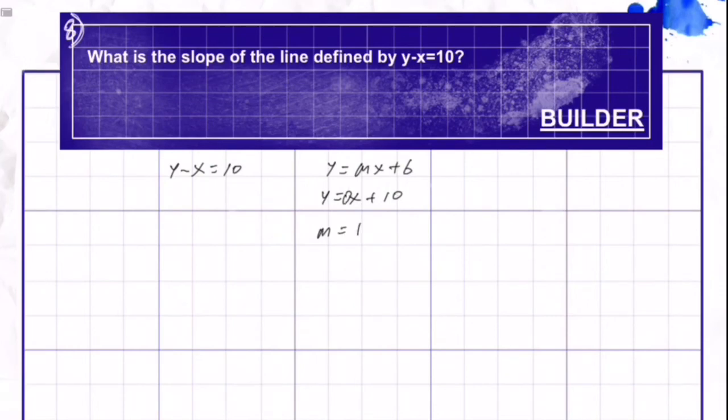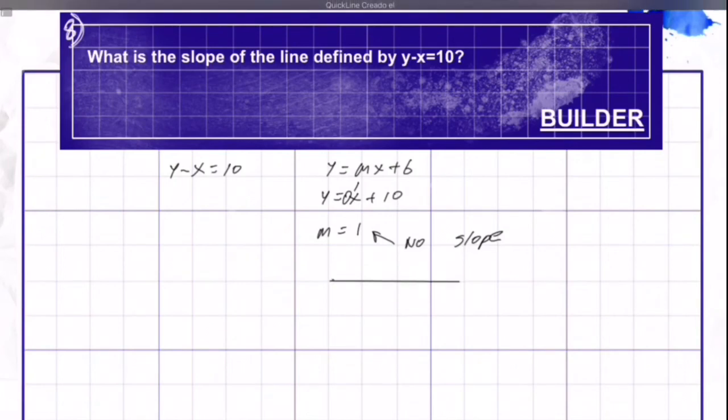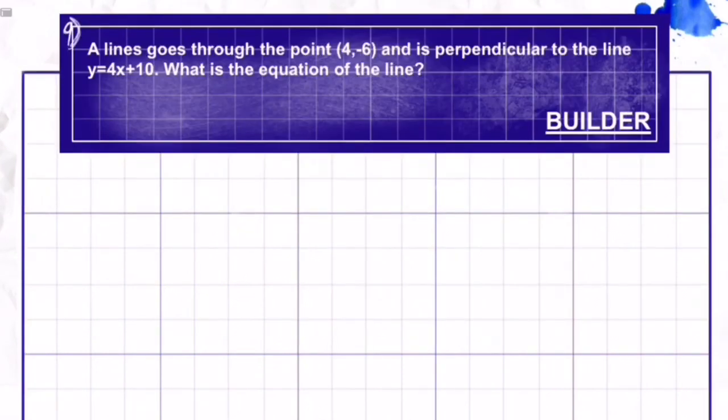So that means that the slope is, we have no slope. The line is a straight line. It's pretty straightforward in this case. You may encounter this in the FE exam. So let's do problem number 9 now.